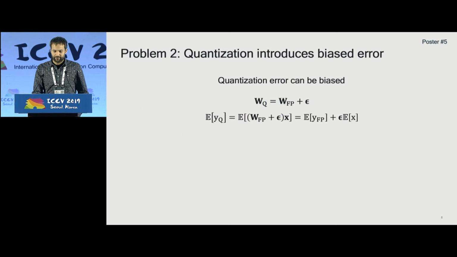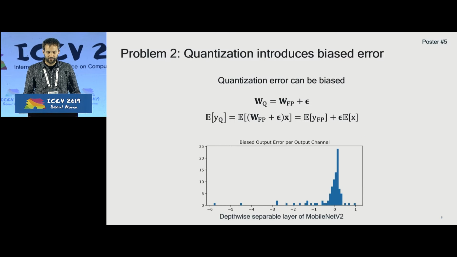We also found that quantization error can be biased. Weight quantization can be seen as introducing additive noise. The effect of quantization noise on a layer's output distribution is a function of the expected input. If non-zero on average, the output distribution is shifted. This effect is especially prominent in depth-wise separable layers since there are a few weights connected to each output, as can be seen in this plot.